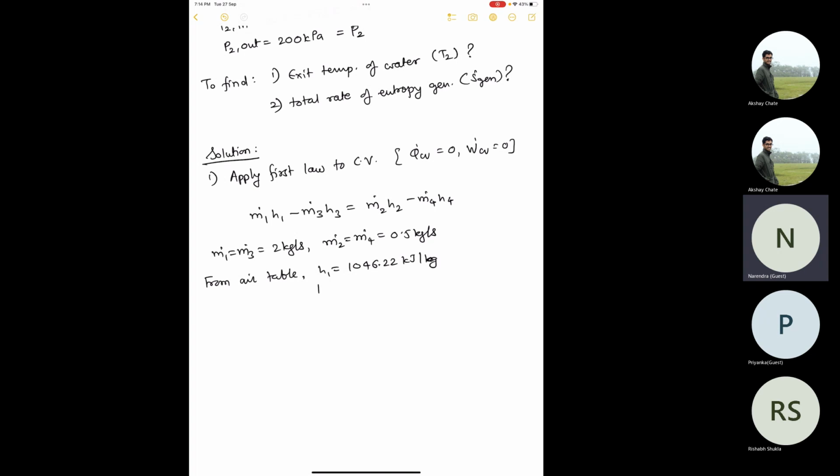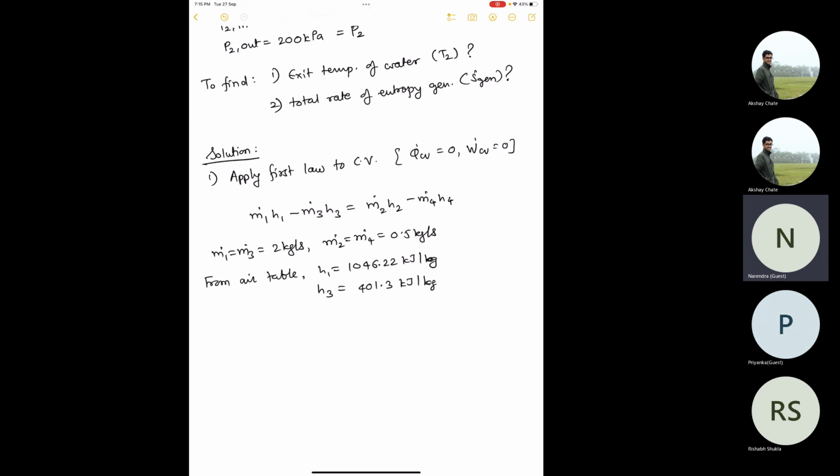So h1 is this, and h3 according to our convention is around 401.3. Here also you can see, if you do 1.005 into 400, you will get 402 or 405. So there is not much difference here, but as the temperature increases, the difference is increasing. I hope you understand what I am trying to say here. For higher temperatures, this CpT will give slightly higher error in the h value. That is the main point. So anyway, now you have these values, you have mass flow rates.